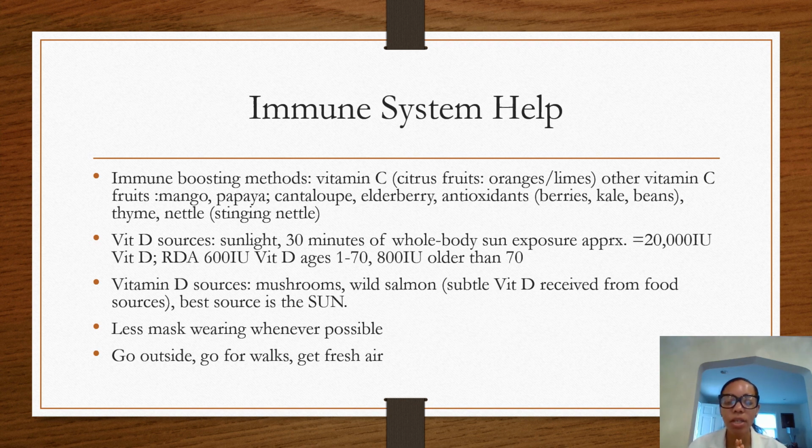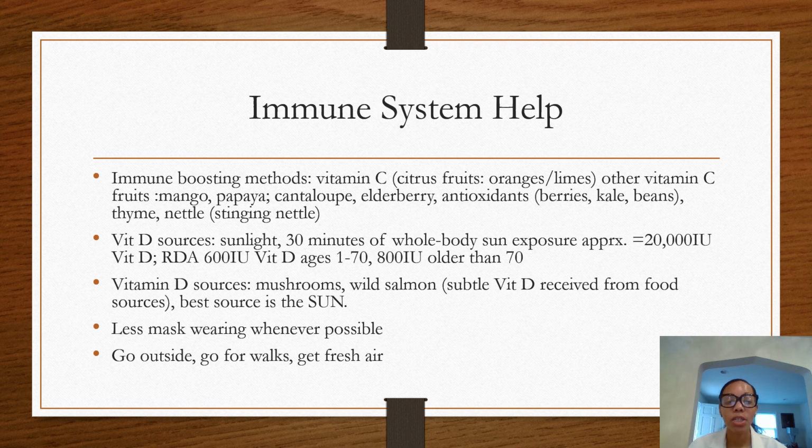Okay? So less mask wearing whenever possible. Go outside, go for walks, get you some fresh air, walk your dog, walk your goat, whatever animal you got, your horse, your pony, whatever it is you got, go ahead outside and take it for a walk, take it for a spin. Vitamin D sources, make sure you are getting sun. Also, it will not hurt you to make sure you're getting some plant-based vitamin D as much as you can. If you are a pescatarian, if you do eat foods such as salmon, go ahead and check that off your to-do list or to-get list.